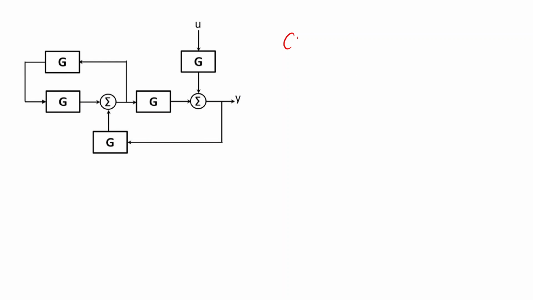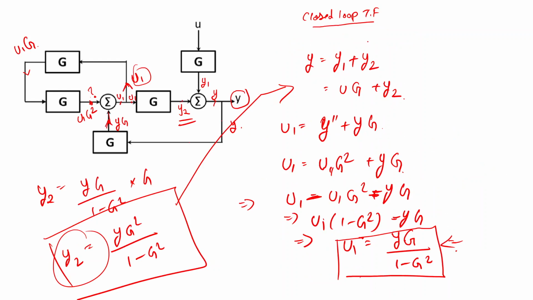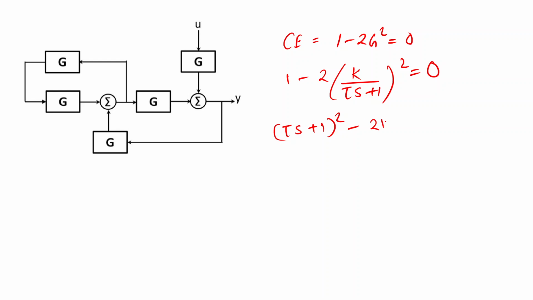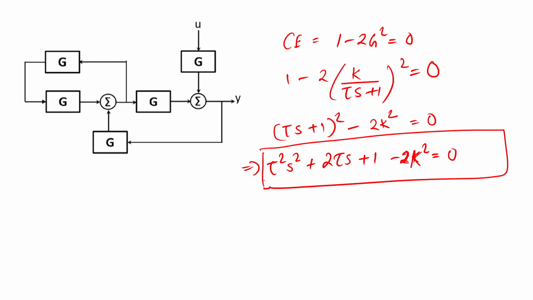So in the characteristic equation over here we are having 1 minus 2g square is equal to 0, and g we have been given as kp upon tau s plus 1. So we can just simply replace that value and simplify to find a polynomial form of this equation. So it will become tau s plus 1 whole square minus 2k square is equal to 0. That is tau square s square plus 2 tau s plus 1 minus 2k square is equal to 0. So this is our main equation.